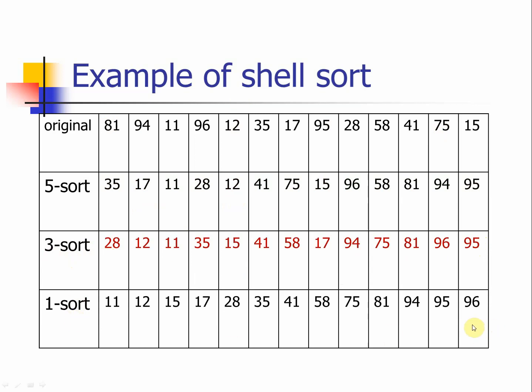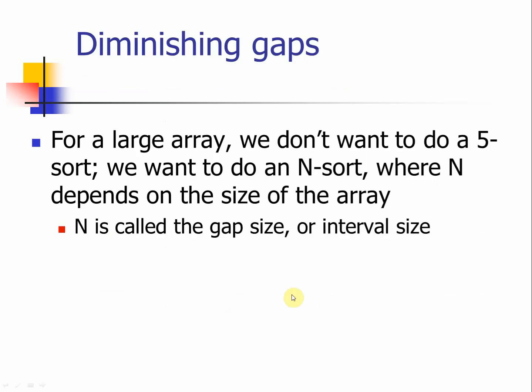Okay, it sounds very complicated actually, much more complicated than the original insertion sort. But let's take a look at the analysis of it. For a large array, we don't want to do a 5 sort in the beginning. Say now you have 1 million items. It's probably not a good idea to do a 5 sort. So we need to do some number of sorts. But how do we find the number? This is actually a very interesting topic in the shell sort.